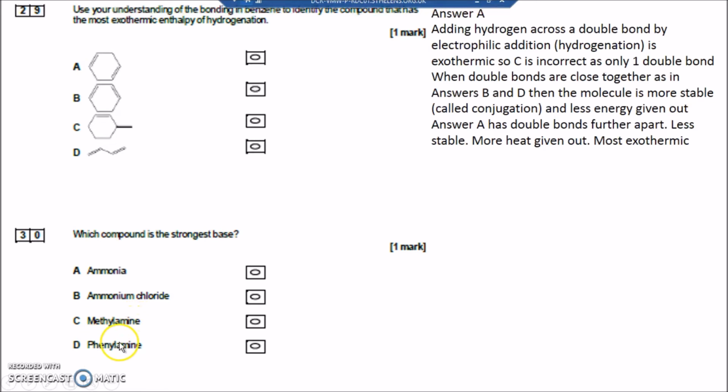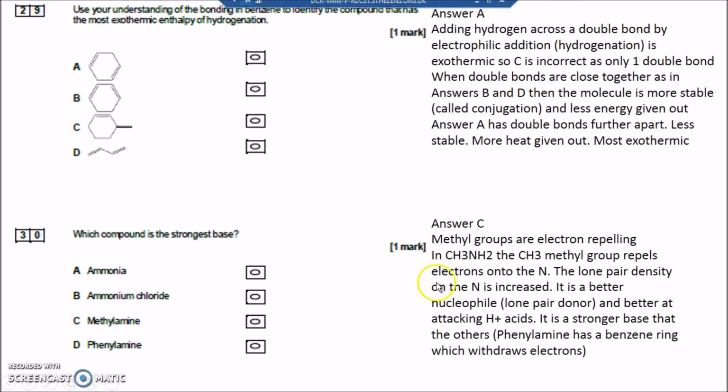Phenylamine, a benzene ring, will withdraw electrons from the amine, from the NH2 on it. So actually that's going to lower the availability of the lone pairs of electrons on the N and make it a poorer nucleophile. So less available lone pair of electrons, poorer nucleophile, less likely to react with H+. That's going to be a weaker base.